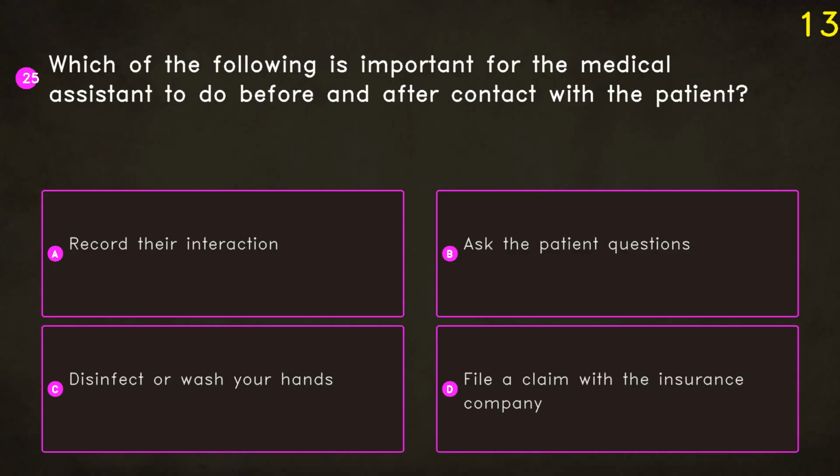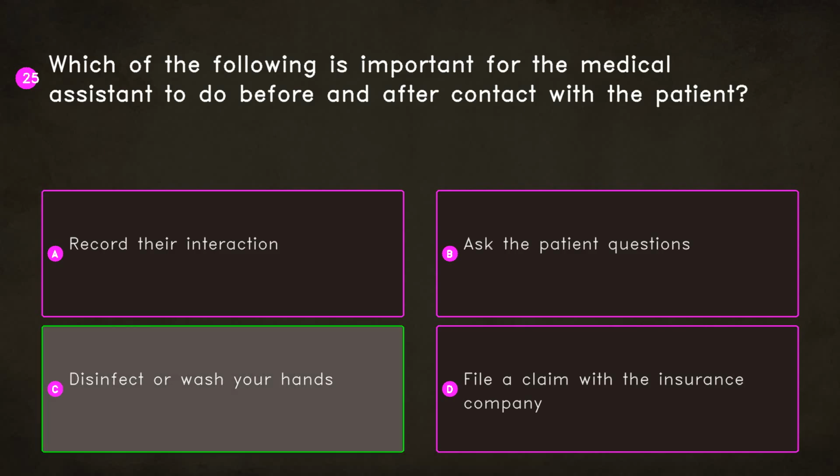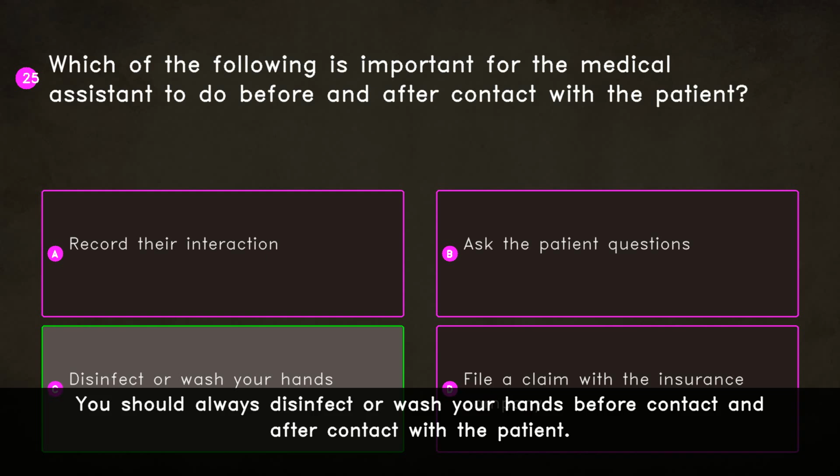Question 25. Which of the following is important for the medical assistant to do before and after contact with the patient? A. Record their interaction. B. Ask the patient questions. C. Disinfect or wash your hands. D. File a claim with the insurance company. The correct answer is disinfect or wash your hands. You should always disinfect or wash your hands before and after contact with the patient.